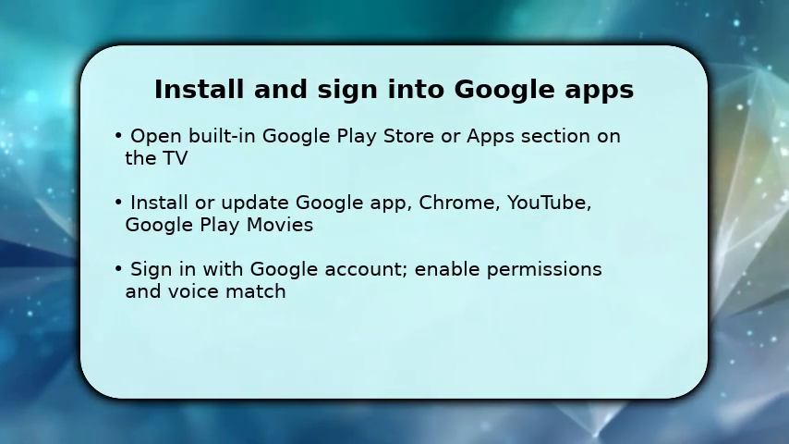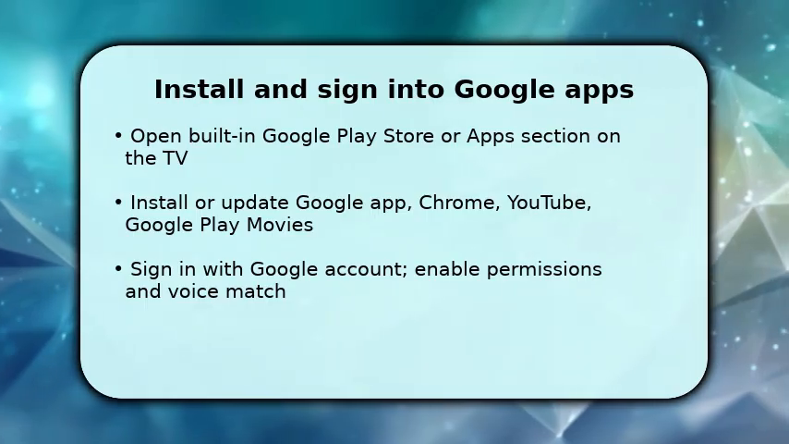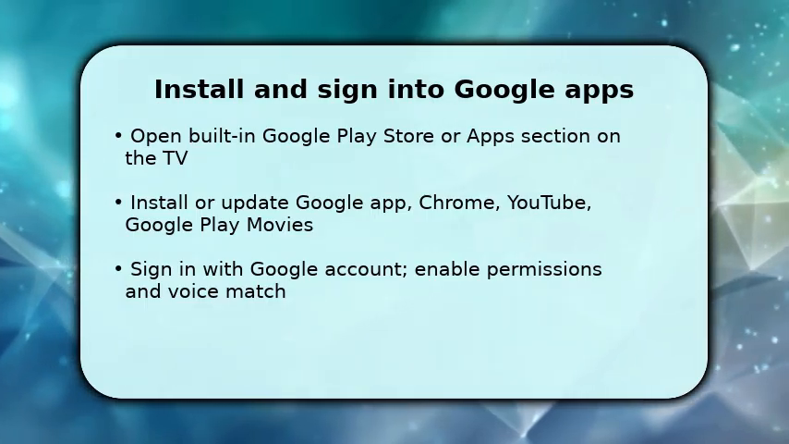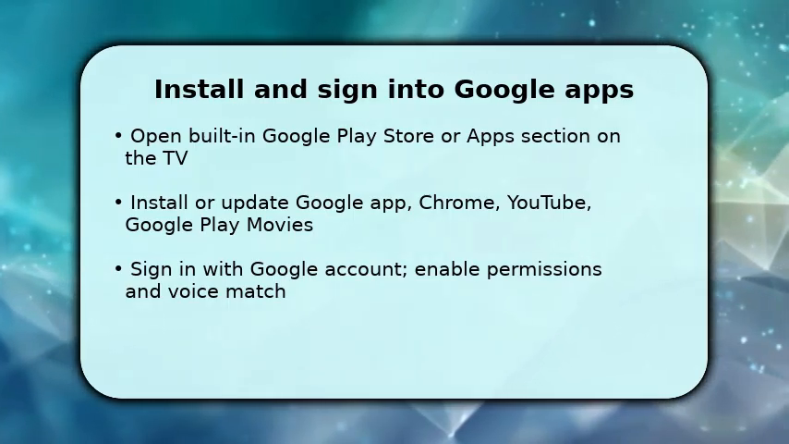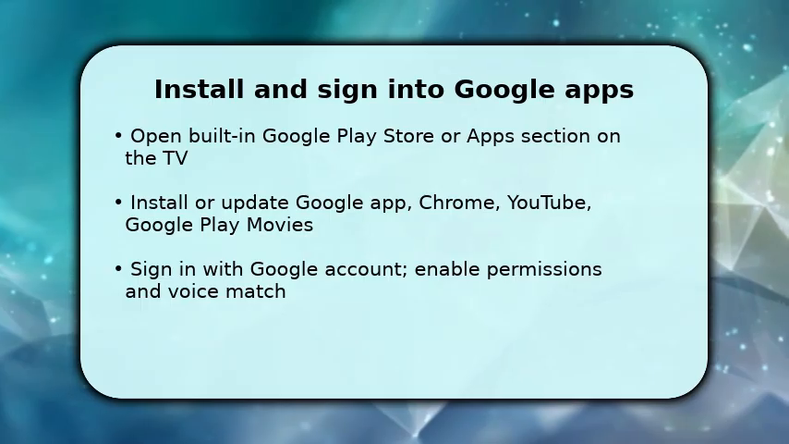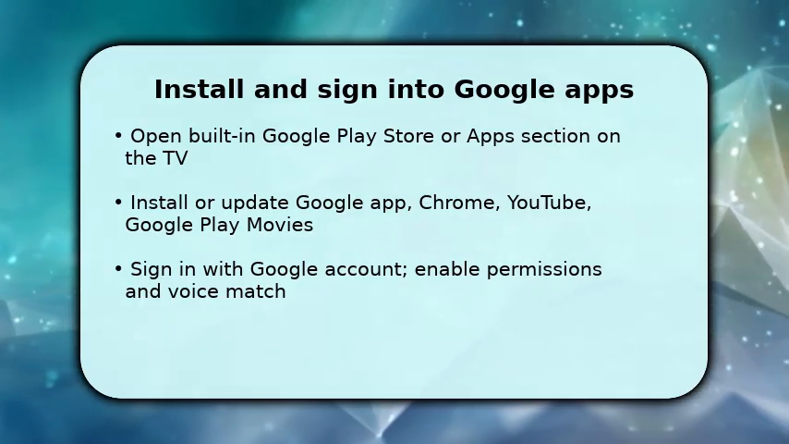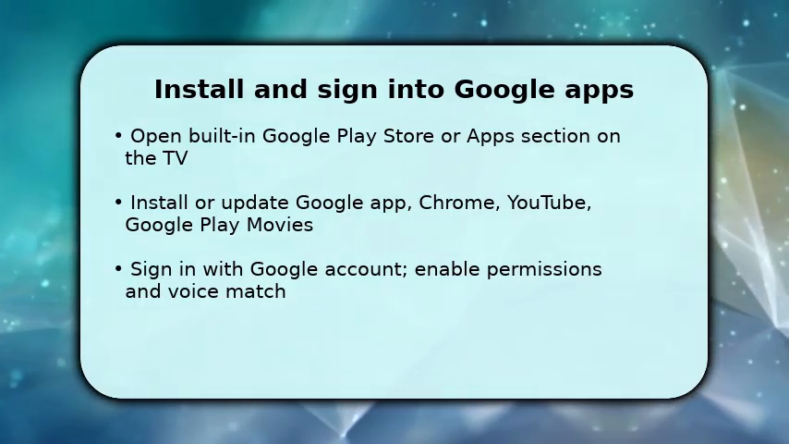You now open the TV's App Store and search for Google apps like Chrome, YouTube, and Google Play Movies. Install or update them as needed. Once installed, launch each app and choose Sign In. Enter your Google credentials using the remote or a paired phone for faster entry.